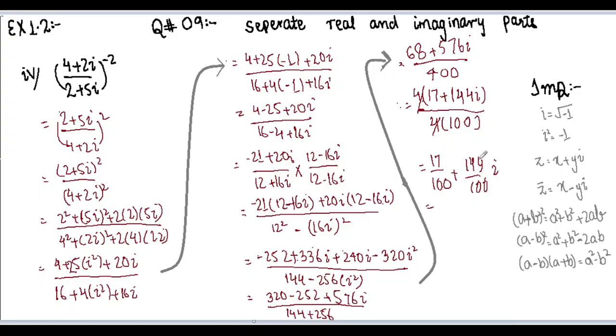Now again it is divisible by 2. So we get 2 × 50 is 100, 2 × 72 is 144, 2 × 25 is 50, 2 × 36 is 72. Okay, so 17/100 plus 36/25 i. So here in this answer we have this as our real part and this is our imaginary part.